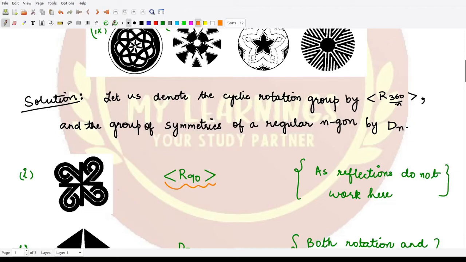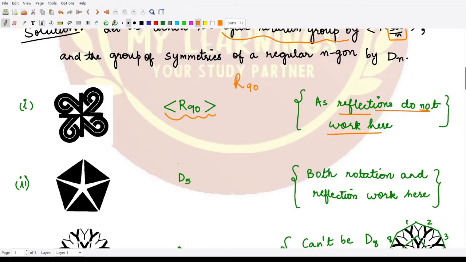of this particular design. If I represent the cyclic rotation group, which is generated by R 360 divided by n, n is the number of sides. Here the number of sides is 4. You can see this like this: 1, 2, 3 and 4. So that means here we can rotate it 4 times to get back into the original symmetry, so it would be R 360 divided by 4, which is 90. So this is R90. Because reflections do not work here, we only have rotations by 90 degrees in the first case. What about the second design?